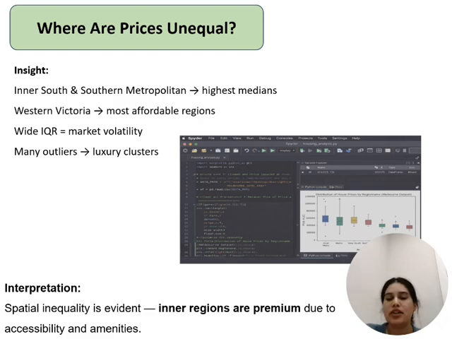Slide 8. Where are prices highest? Here we see clear regional inequality. Inner south and southern metropolitan regions hold the highest medians, while western areas contain the most affordable homes. The wide boxes and many outliers show where luxury is located in inner regions. So in short, inner areas are premium due to accessibility, and affordability rises with distance.